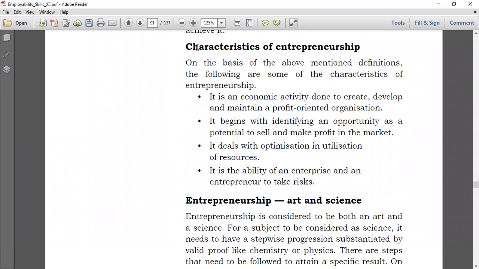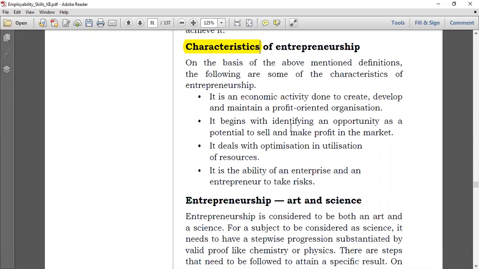Characteristics. Entrepreneurship के characteristics क्या है? It is an economic activity done to create, develop and maintain a profit oriented organization. So एक economic activity है जिसमें money involve होती है, right? And we create, we develop and we maintain certain profit oriented organization, right? We maintain our organization which generates some profit for you.